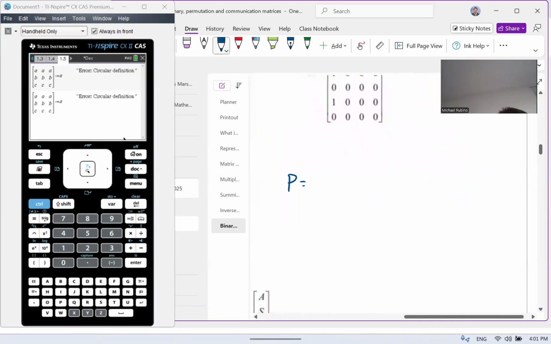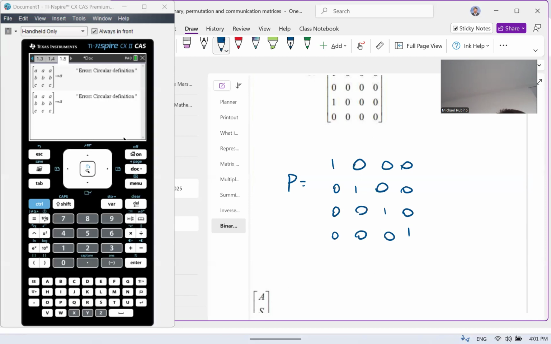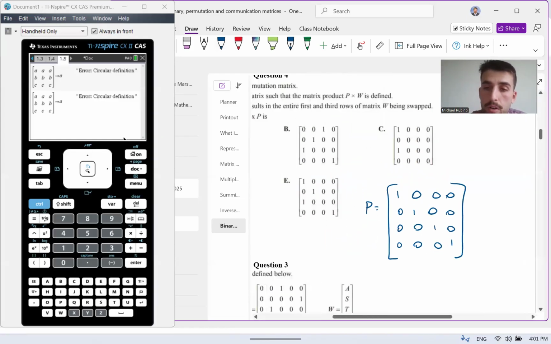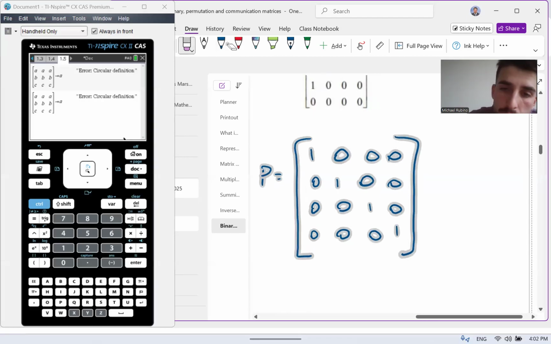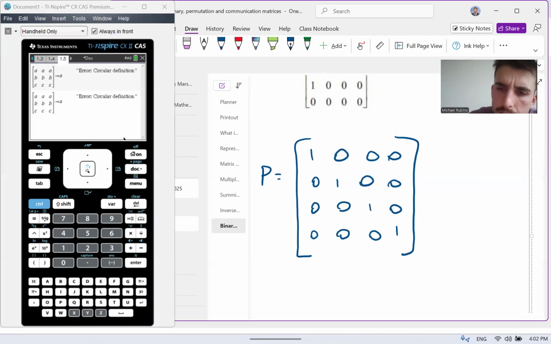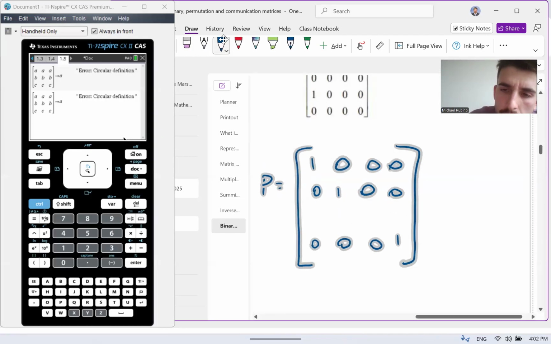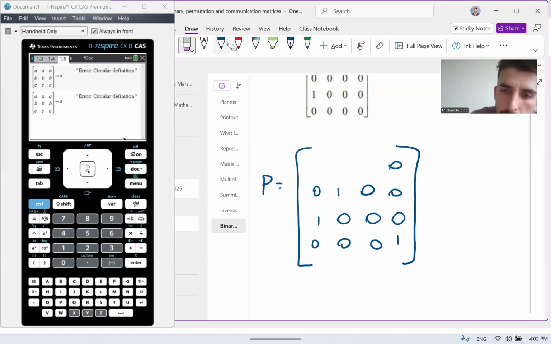Now if I wanted absolutely nothing to swap, I would multiply by the identity. If I wanted nothing to swap, this is what I multiply it by. It doesn't change. But we have said we want the first row and the third row to swap. So what we're going to do is put the first row of our identity in the third row, and the third row of the identity in the first row.